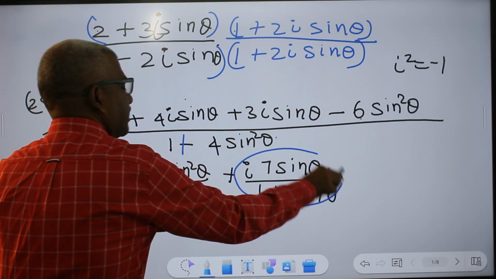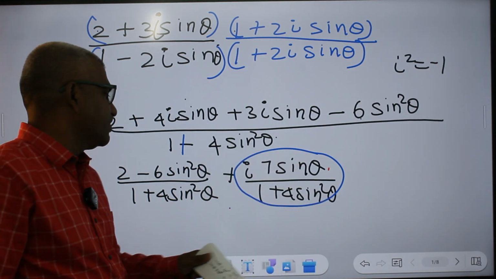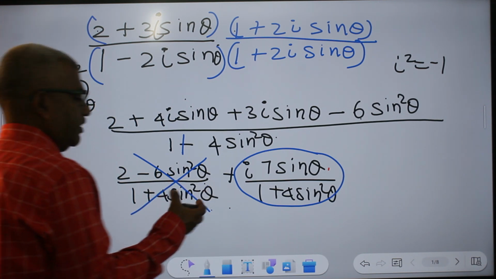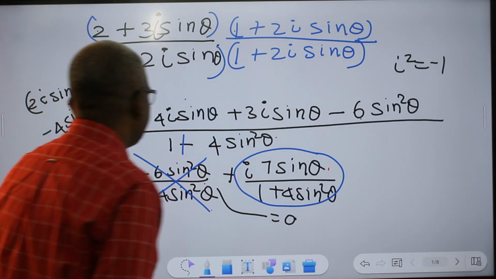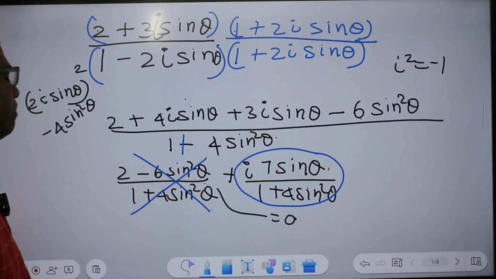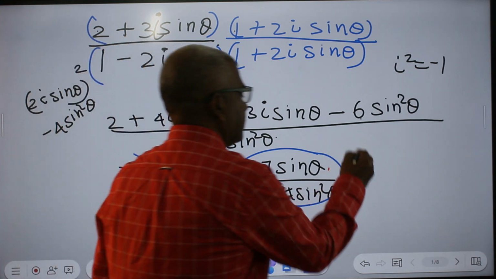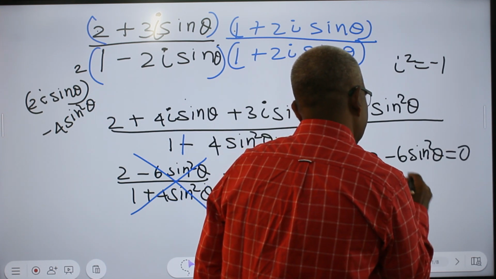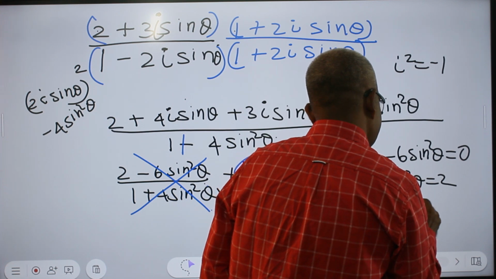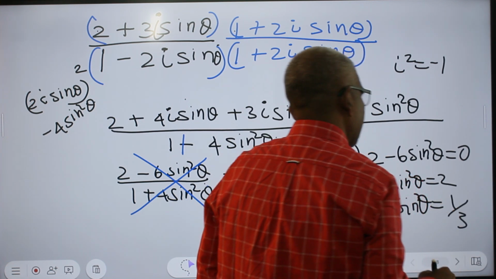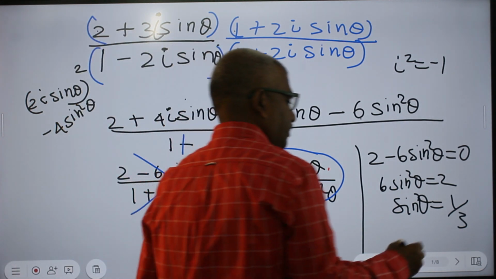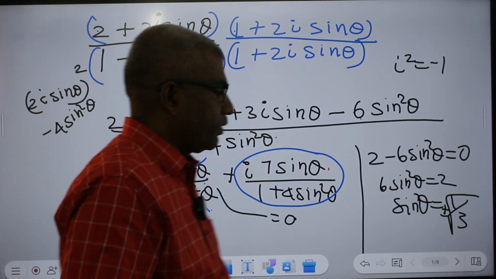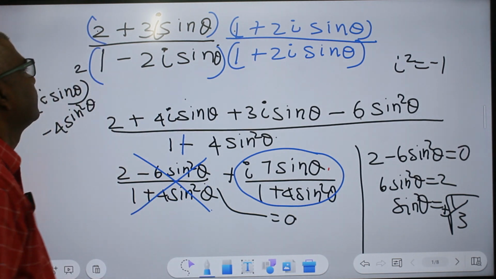The imaginary portion is not required here because they are telling us it is purely imaginary. Purely imaginary means the real part is not there, so this is equal to 0. So 2 minus 6 sin square theta over 1 plus 4 sin square theta equal to 0 means 2 minus 6 sin square theta is 0. 6 sin square theta is equal to 2, so sin square theta is 2 over 6, which is 1 over 3. Sin theta is plus or minus square root of 1 over 3. One of the options is sin theta equal to square root of 1 over 3. This is the answer.